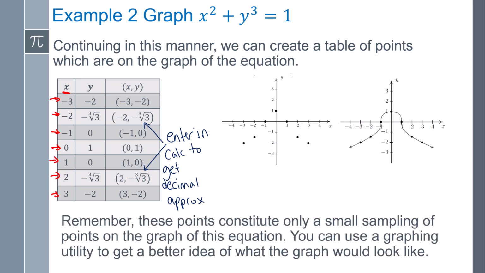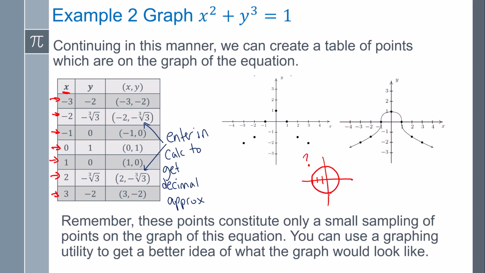Now, here's a big issue that I see with a lot of students when we go to graph. These points constitute only a small sampling of points on the graph of the equation. You can use a graph utility to get a better idea of what the graph looks like. What I mean by that is, if I plug in points and I get something like that, is that enough information to see what the full shape is? Maybe I should plug in values on this side. So plug in negative 1 for x, negative 2 for x, negative 3 for x. And lo and behold, we're going to find that it's actually a circle.